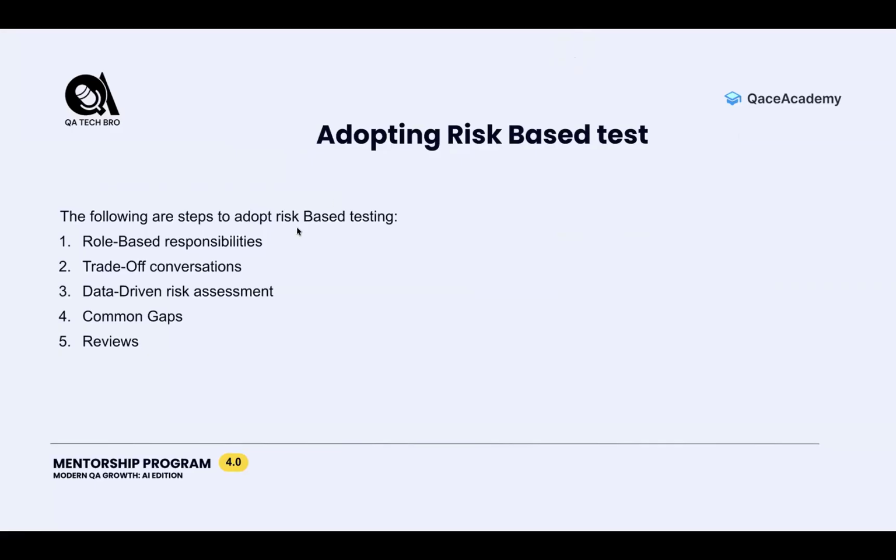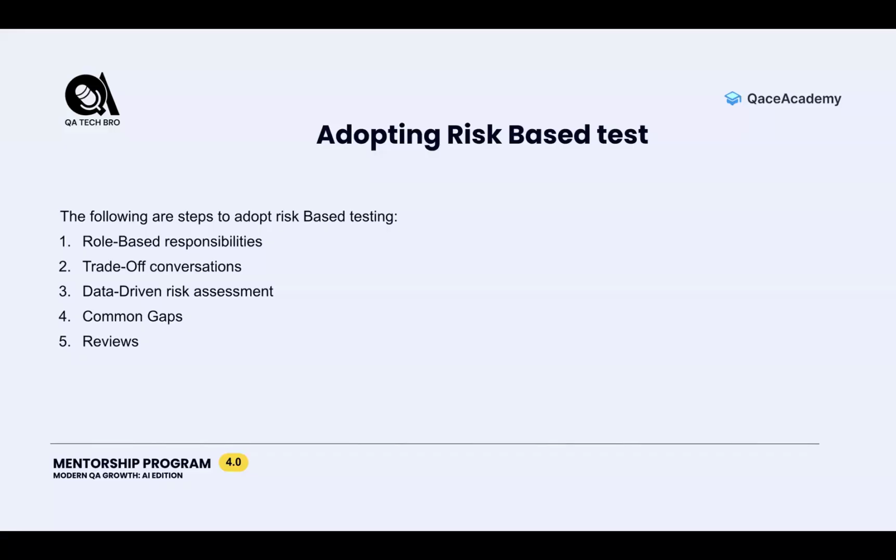So, adopting risk-based testing. When we want to adopt risk-based testing, you need to understand some things. One of these is role-based responsibilities. What are the roles of everybody in a team? You as a product manager, you as a QA tester, what should you be doing? Understanding what all of these roles are and how they affect your input.